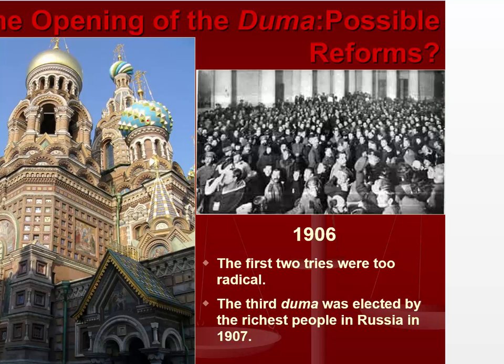It was elected by the richest people in Russia. So basically, every time they had one of these elections, he kind of limited the electorate until he got the electorate that he actually felt he could work with. And then in 1907, he had basically 700 rebellious peasants sentenced to death.